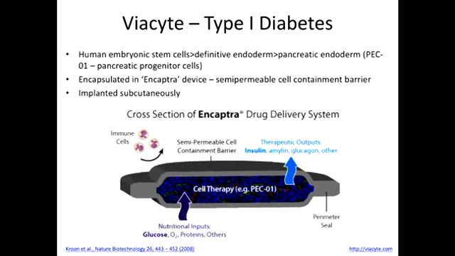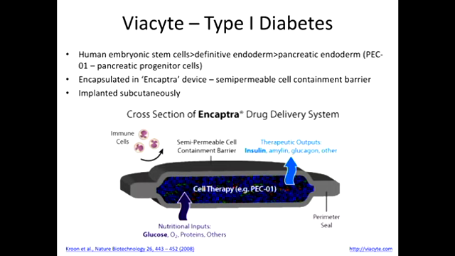So here's a really exciting development that relates to metabolic syndrome. This product, ViaCyte, is just entering phase 1, phase 2 clinical trials. The way it works is that they've taken human embryonic stem cells and differentiated them into pancreatic progenitor cells and mature islet cells. They then implant these cells within a permeable membrane, called the Encaptra device, and implant this capsule within an individual with diabetes.